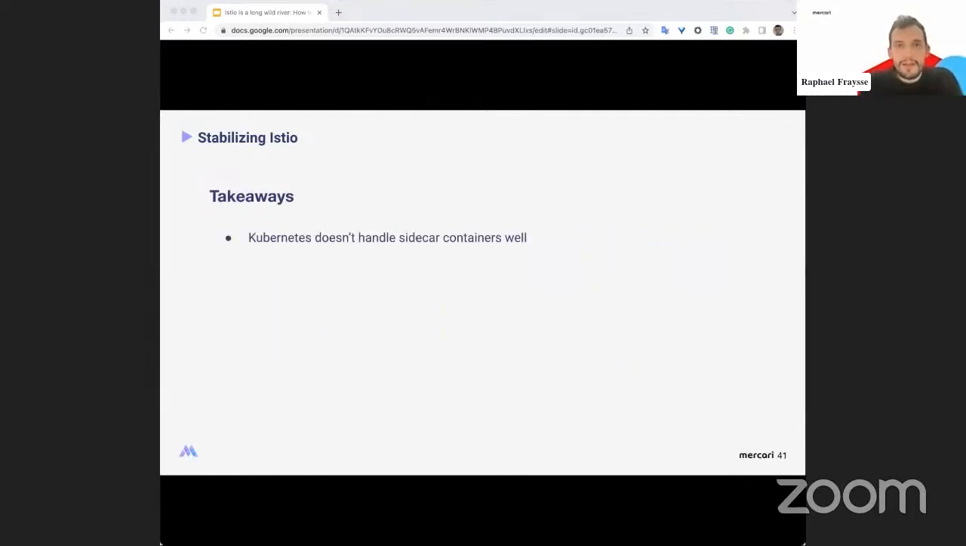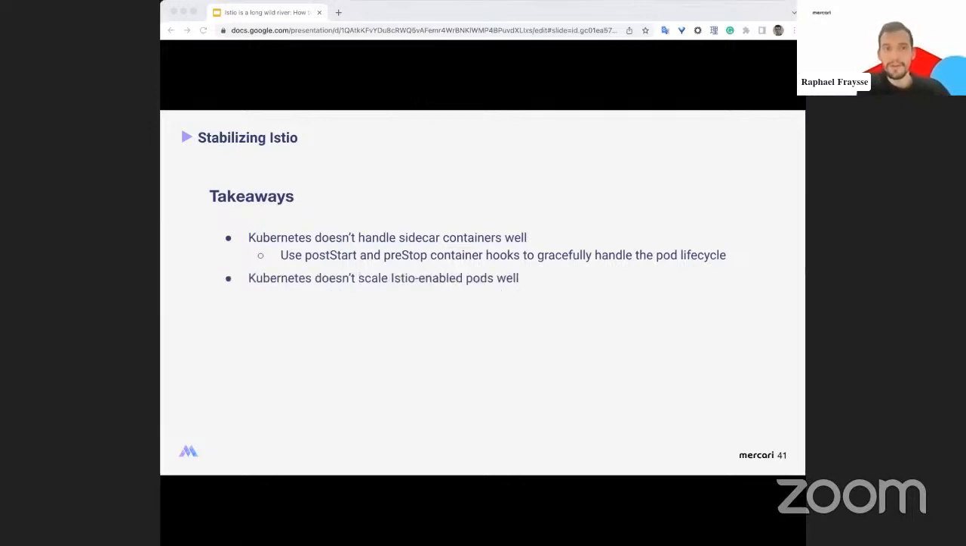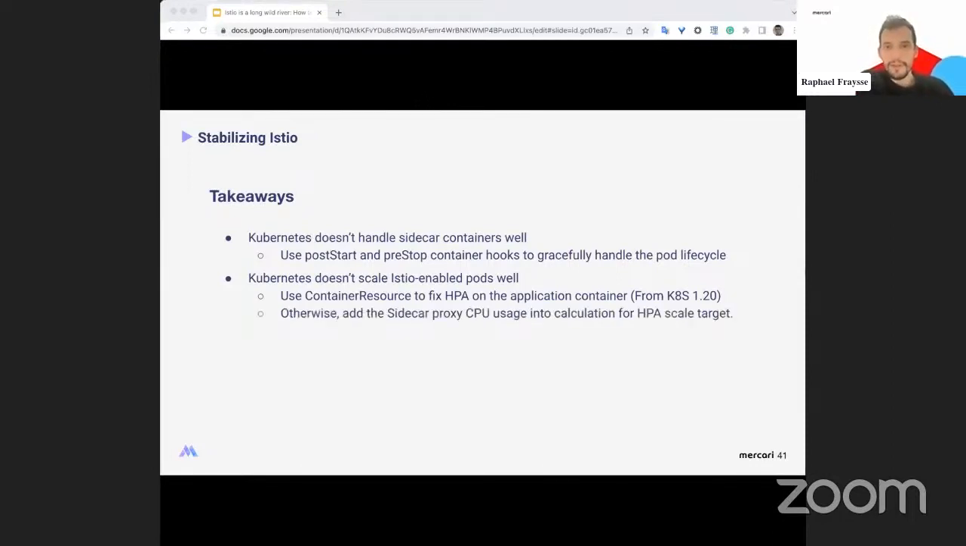So the takeaways are that Kubernetes doesn't handle sidecar containers well. We need to use post-start and pre-stop container hooks to gracefully handle the lifecycle. We also found out that Kubernetes doesn't scale the Istio-enabled pods well, so you need to use the container resource to fix the HPA on the application container. Or there are other ways. We can go with that now.